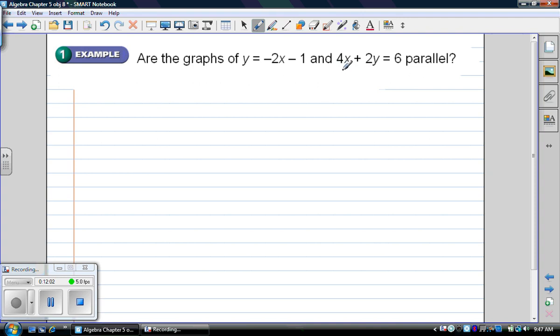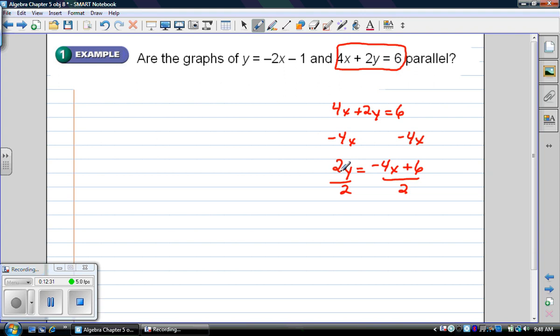Of course, we have to take this equation here and rewrite it in slope-intercept form so we can see the slope and the y-intercept. So let's do that. 4x plus 2y is equal to 6. I'm going to solve that equation for y. Subtract 4x from both sides and we wind up with 2y equal to negative 4x plus 6. When we divide both sides by 2, y equals negative 4 divided by 2, which is negative 2, times x, plus 6 divided by 2, which is 3.